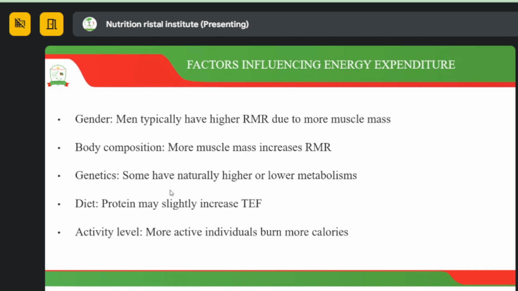And then the next factor is genetics, and some have naturally higher or lower metabolism. Some people are born originally like that: your metabolic system could be very slow, or your metabolic system could be very high. So naturally, you're born like that.